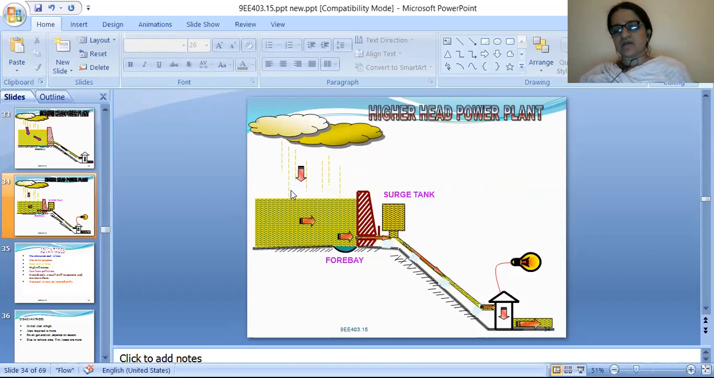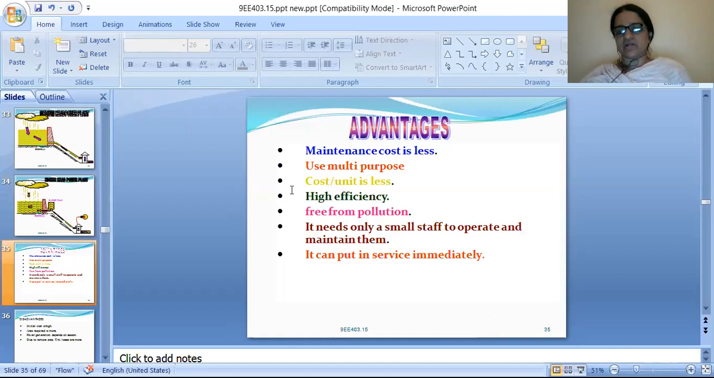Okay, in powerhouse, this kinetic energy is getting converted into mechanical energy with the help of turbine, and this mechanical energy will get converted into electrical energy with the help of alternator. So they are showing with a glowing bulb, means electricity is getting generated.